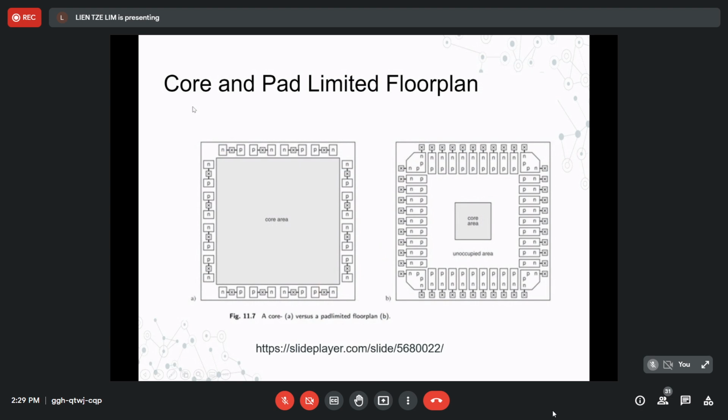About core and pad limited floor plan. This is about the occupied area in different floor plans. There are two different floor plans: one with a large core area, another with limited core area. So this is the difference. The core area we can actually determine ourselves when we do the floor planning.